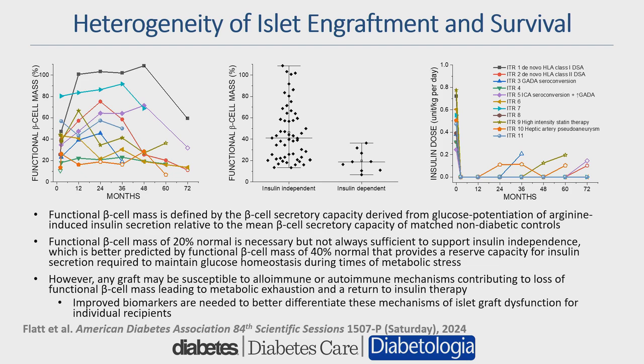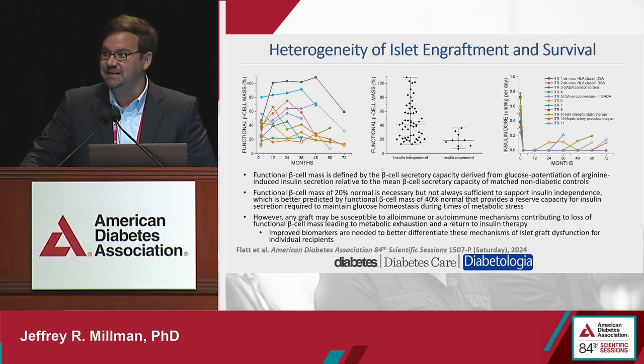And through looking at the data associated with these patients, they were able to determine that at least a 20% functional beta cell mass was necessary for insulin independence, but achieving at least a 40% functional beta cell mass was a much better predictor of patients coming off of insulin. However, with time, likely due to susceptibility of the beta cells to autoimmune and alloimmune mechanisms, there was a progressive loss in functional beta cell mass that resulted in patients needing to resume insulin therapy. But this in itself was highly heterogeneous, with multi-year variations in when the patients actually needed to resume insulin injections. And this perhaps could be improved upon if we were to have biomarkers that could predict when grafts are failing and before patients actually need to resume insulin therapy.